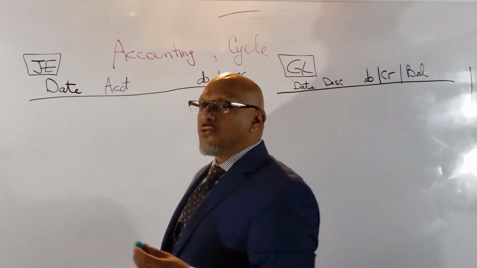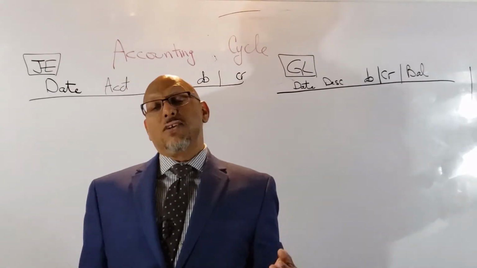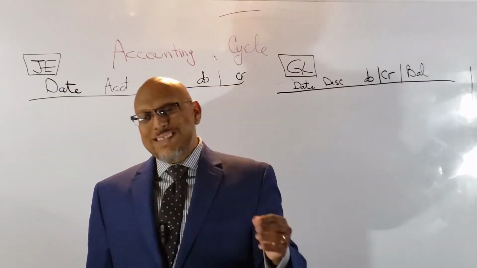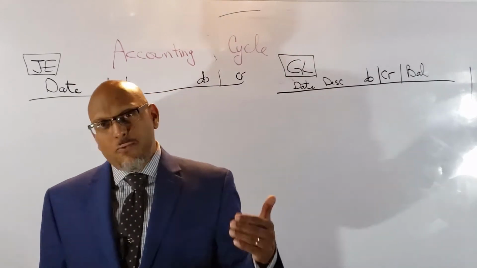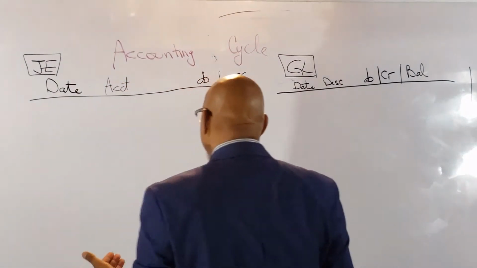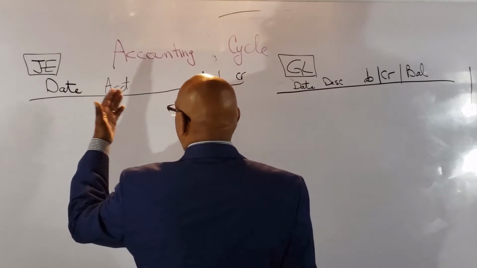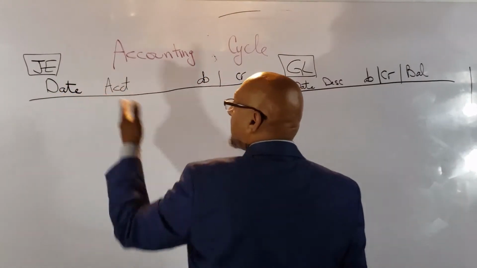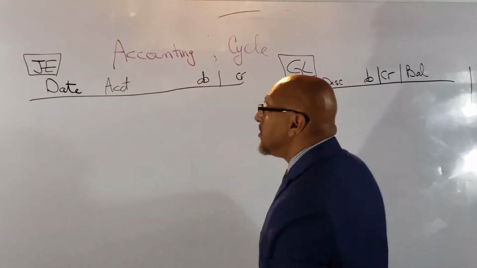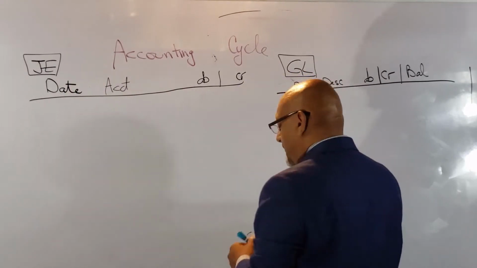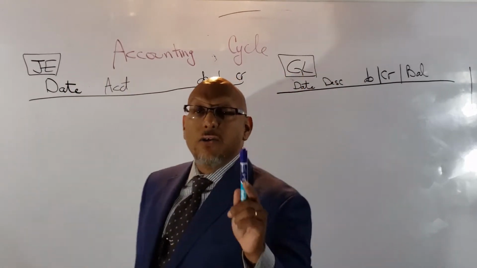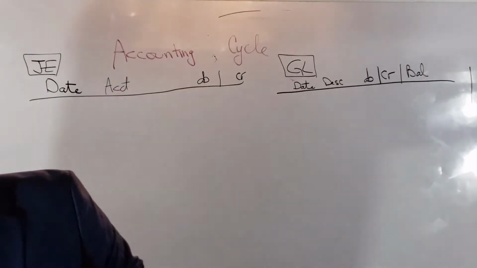Now, if you have many transactions that happen on the same date, it's not absolutely necessary to constantly write the same date over and over again. So if it happened on different days, then you must put in a date for the journal entry. The account. Here is how you must write a journal entry.